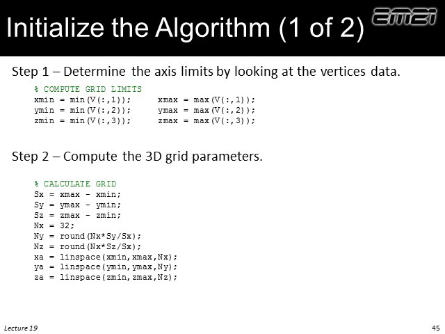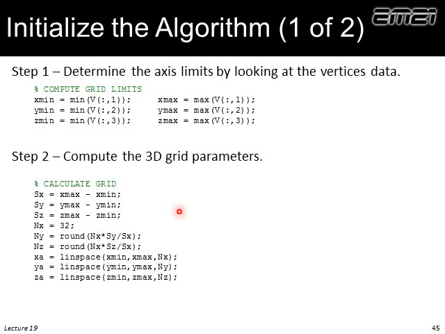Okay, so here's our algorithm. Step 1, we need to determine the axis limit. So what we do is we read in our STL file and we look at all of the vertices and we figure out what's the absolute minimum numbers. That must be where our grid has to start. Let's look at the maximum numbers, and that has to be where the grid ends. So these are our extremes. We know that any point in that object has to occur within this range of values.